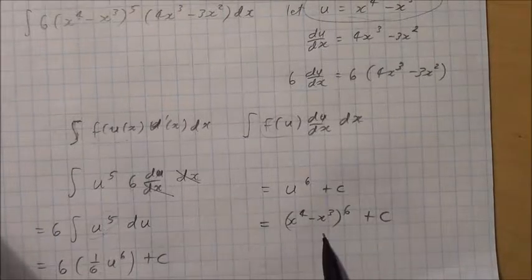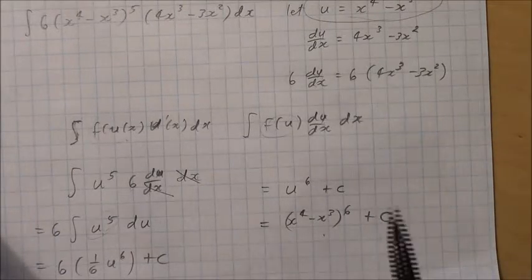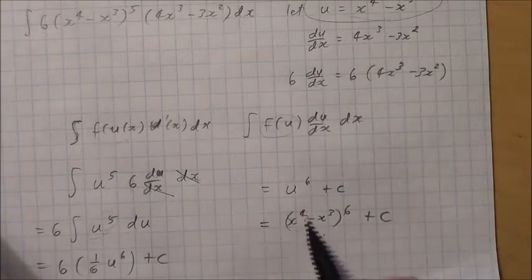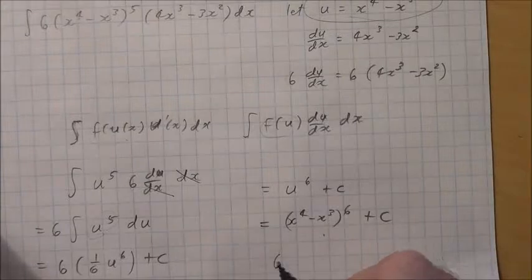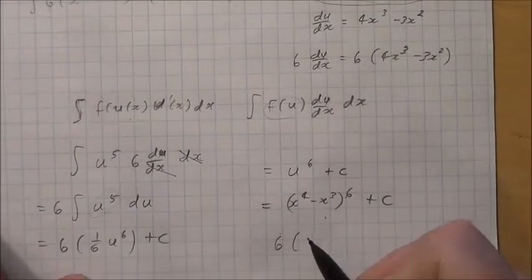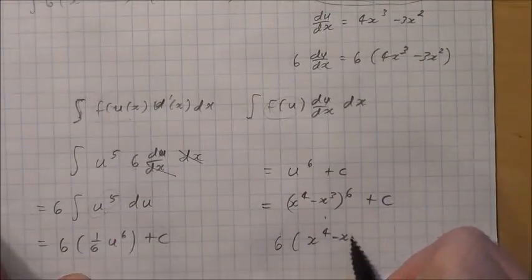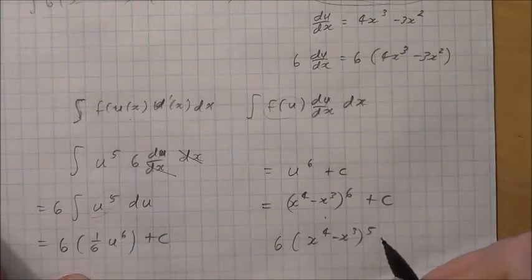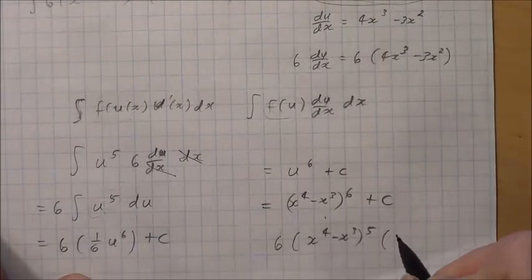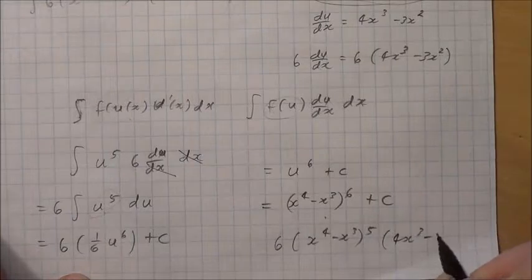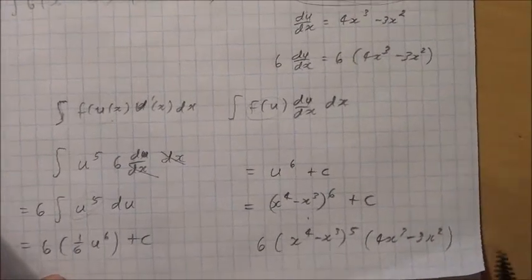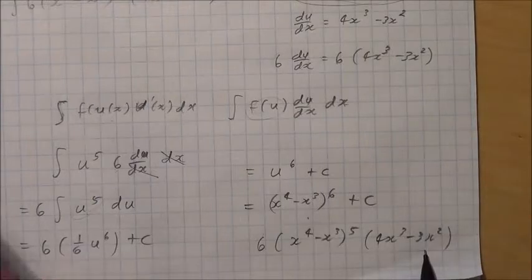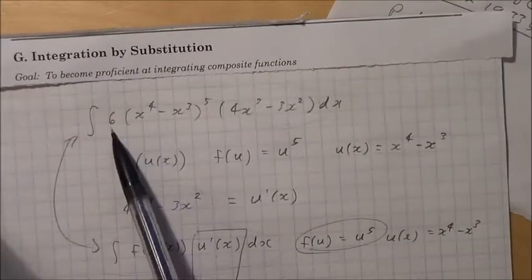If we were to take a derivative of that to verify that what we have is absolutely true, we can just differentiate using the chain rule. That would be 6 times x to the power 4 minus x cubed to the power 5 multiplied by 4x cubed minus 3x squared. And that is indeed what we started with way up here at the top.